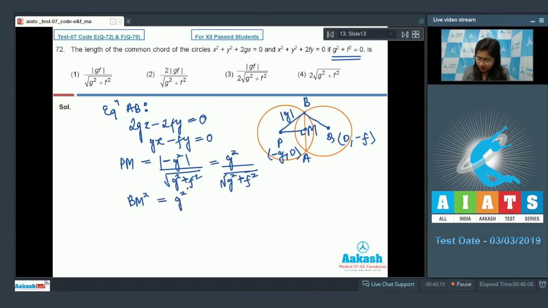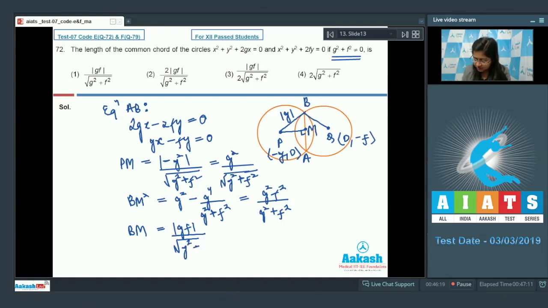That will be equal to g square minus PM square. That will be equal to g raised to the power 4 upon g square plus f square minus that, so this will be equal to g square f square upon g square plus f square. So from here the length of BM will be equal to modulus of gf upon under root of g square plus f square. That is, the length of the common chord AB will be equal to 2 times BM, that is 2 into mod of gf upon under root of g square plus f square. That is, the correct answer is option number 2.